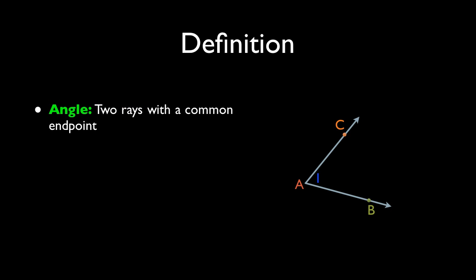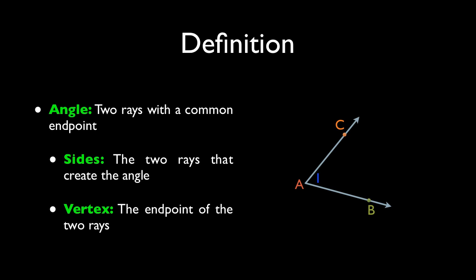And here's another definition. We're just loading you up with definitions. This is an angle. It is two rays with a common endpoint. We call those two rays the sides of an angle. So we have ray AB and ray AC, which form the sides of this angle. We also have vertices. A vertex is the common endpoint of the two rays. So in this case, point A is our vertex.